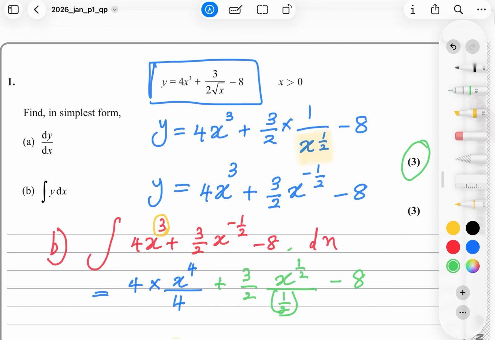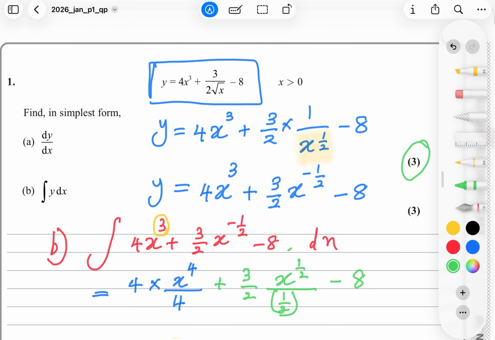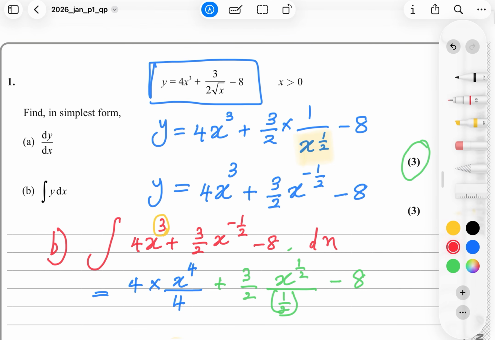Now here, if you consider it like an x power, since there is no power, it can be considered as x to the power 0. Because we all know anything to the power 0 will be 1, we can consider here there is x to the power 0. So if we see now, 0 plus 1 is 1, divided by 1.